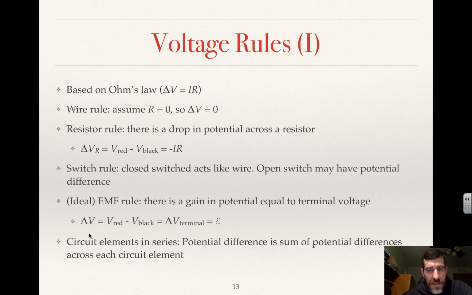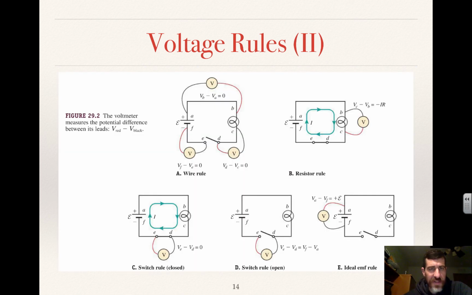And if you have circuit elements in series, remember series means one after the other, the potential difference is just the sum of the potential differences across each circuit element. So if you have two batteries connected together in series, then the total gain in potential is just going to be the sum of the gains from the two batteries.